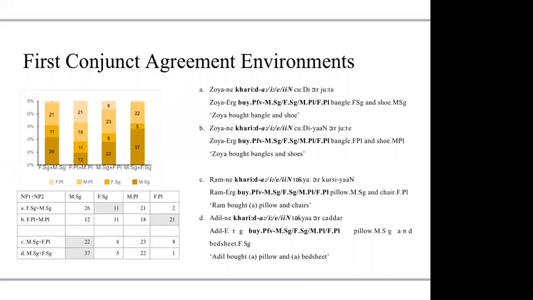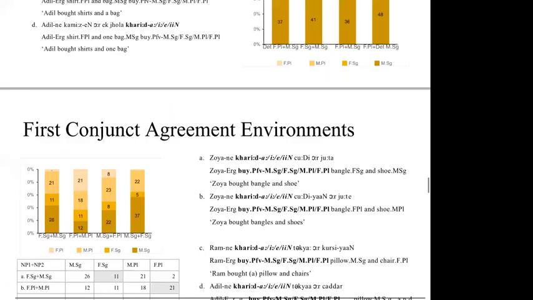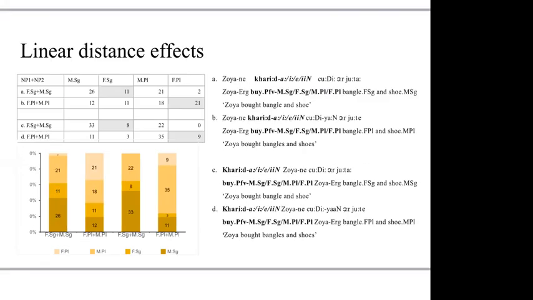Okay, and then you test for linear distance. So Zoya ne khareedi churi aur juta, that's linear, absolutely close. This was actually not something I tested for. I was only looking at scrambling, so I did not put a lot of intervening things. When I work on it further, this is something I have to test for properly. This is not a very good example of linear distance. But you can see that it does make a difference, though not a lot.